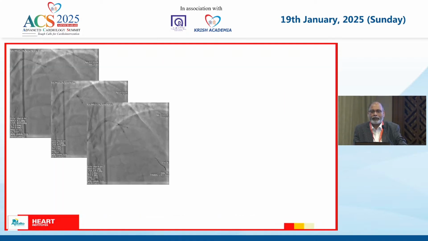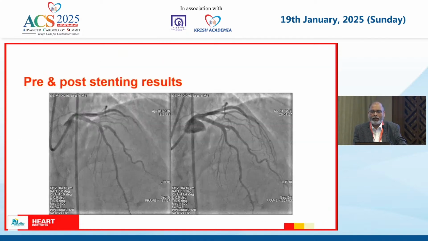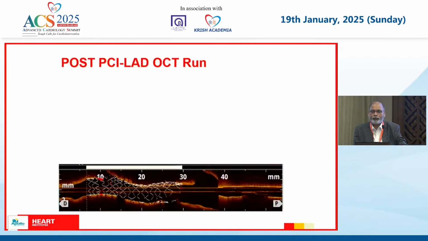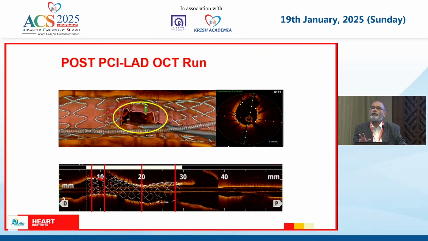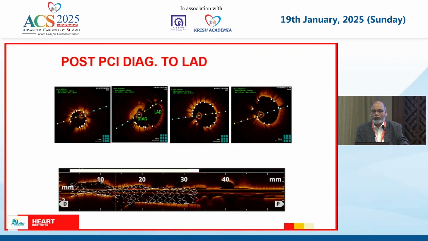These are the steps; a DK crush was done, and this was the final result, the pre and the post. The post PCI LAD run of the bifurcation shows the lumen to the circumflex is very well opened up, nothing to be worried about, and you can leave the patient very safely because the stents are well apposed. This is the post PCI diagonal to LAD, where you can see everything is well apposed, and the patient has a good carina. The results are good.